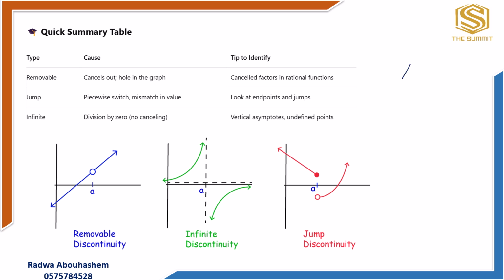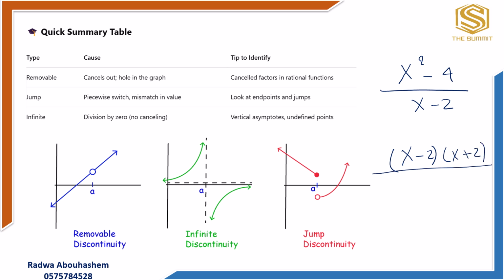For example, you have here x power 2 minus 4 over x minus 2. If you factorize the numerator, it gives you x minus 2 times x plus 2 over x minus 2. As you noticed here, I'm going to cancel one of the factors. So if you cancel one of the factors, this means that you have a removable discontinuity and you have a hole.